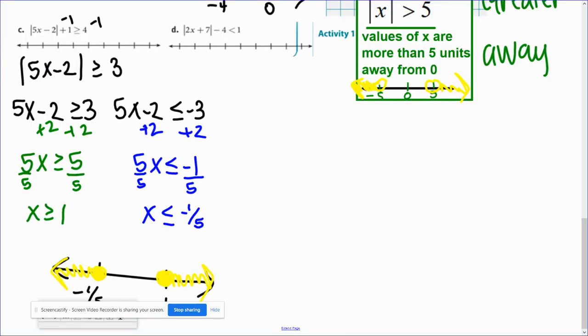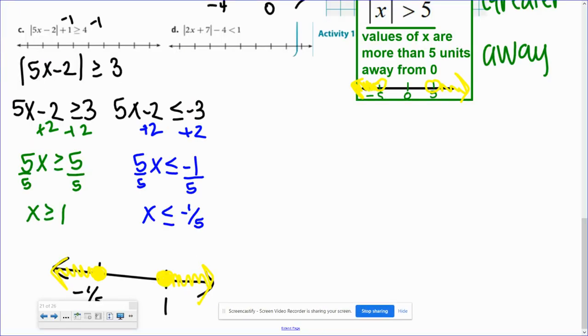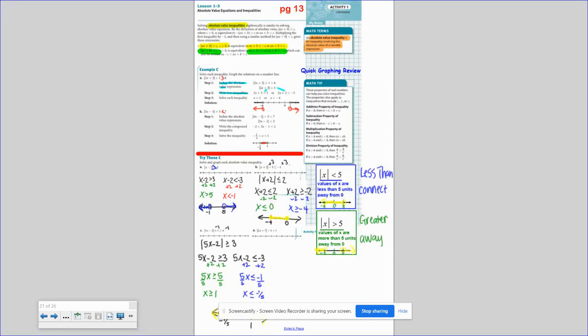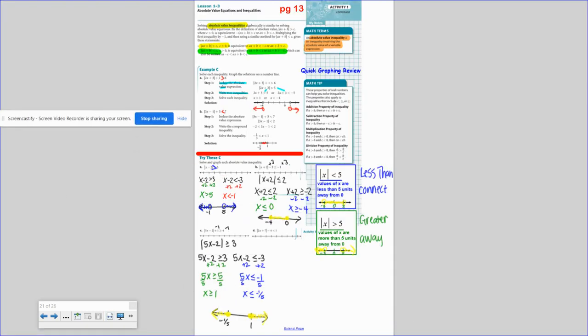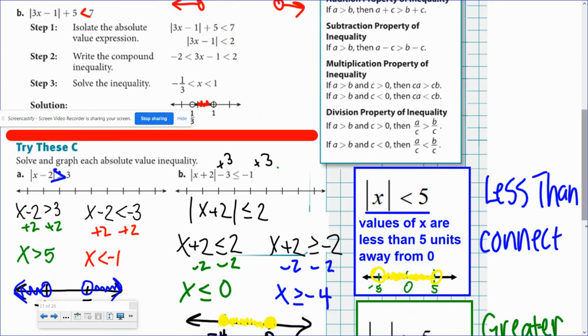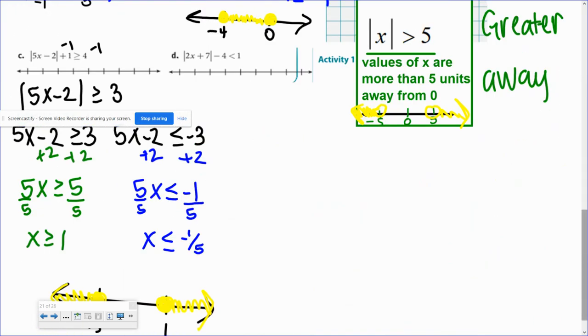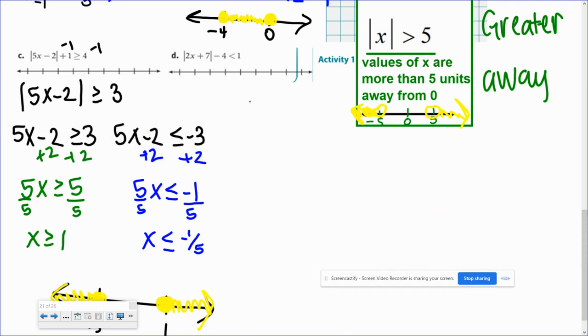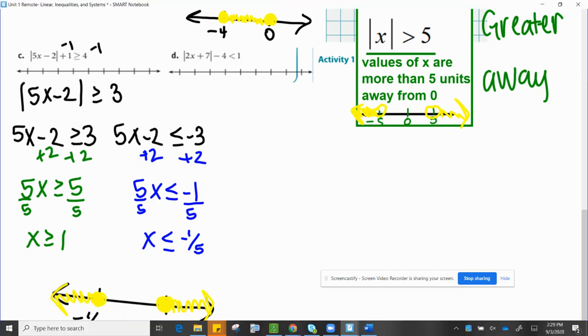Okay. So I'm going to have you guys try D all on your own. Okay. Maybe that's too small to see. Okay, so you're going to try D. The absolute value of 2x plus 7 minus 4 is less than or equal to 1. So give that a try, and we'll go over the answer here in a minute.